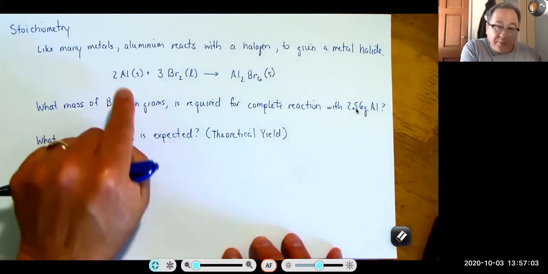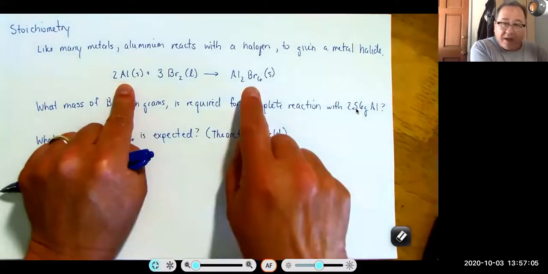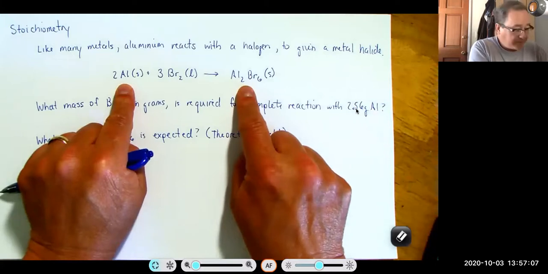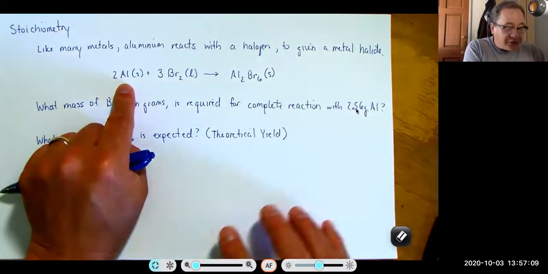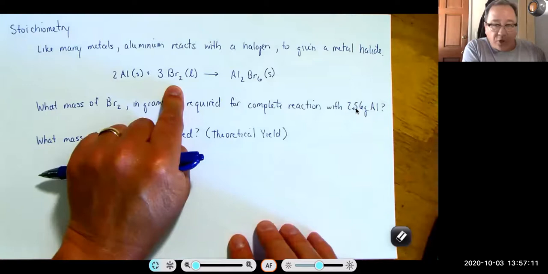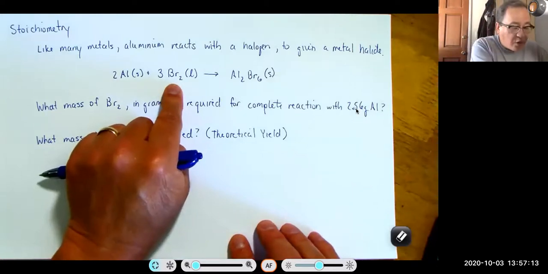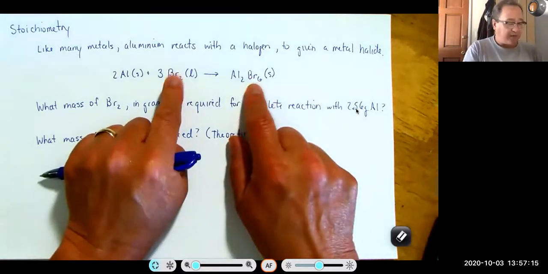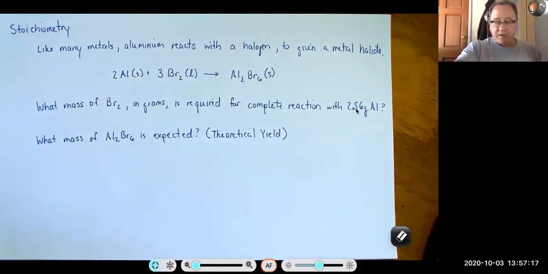Now, in this case, this is also a redox reaction. Notice we have pure aluminum here, and it's in a compound over here: redox. And if we didn't notice that, we should notice that there's pure bromine here, and bromine is in a compound here. That's a redox.